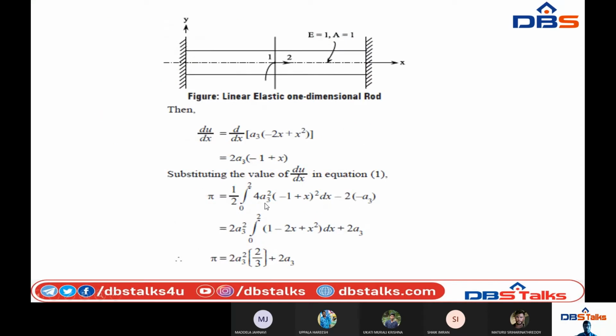After that, I'm taking the value of 2a3 whole square as common, integral 0 to 2. The remaining terms will be 1 minus 2x plus x square dx. After that, minus plus 2a3. Therefore, pi equals 2a3 square times 2 by 3 plus 2a3. These terms are integrated. After that, the remaining will be 2a3 square times 2 by 3 plus 2a3.